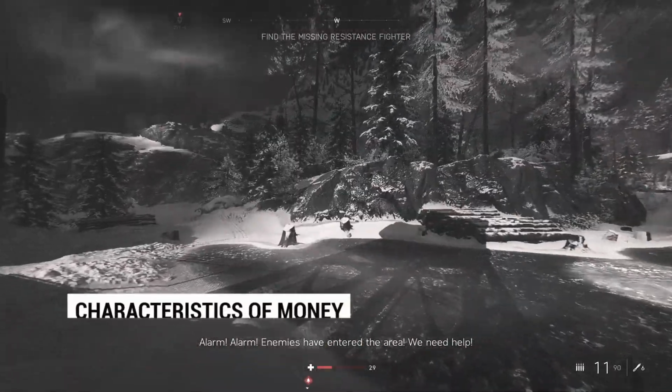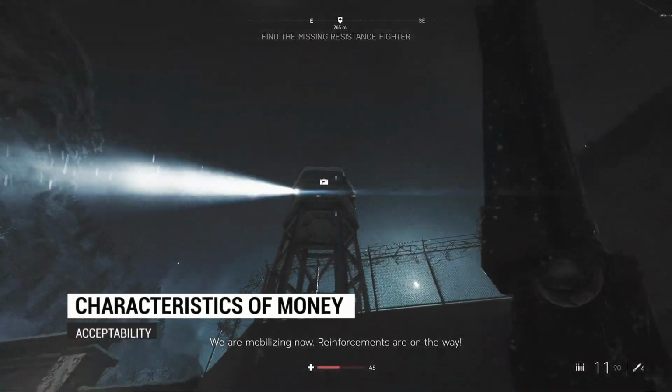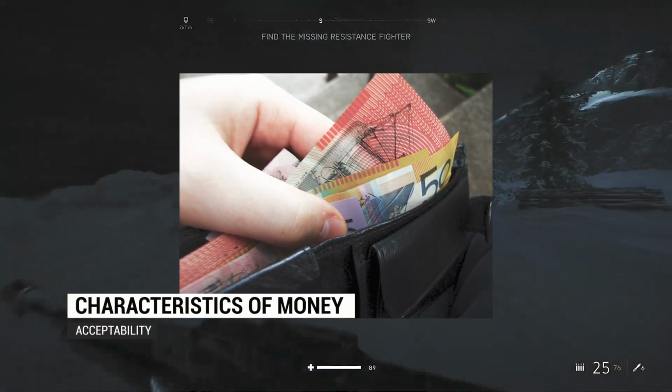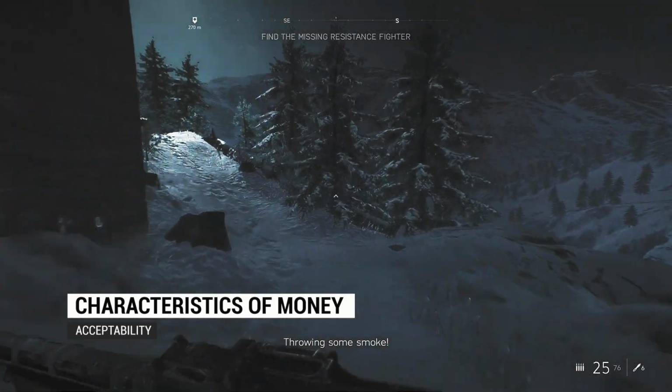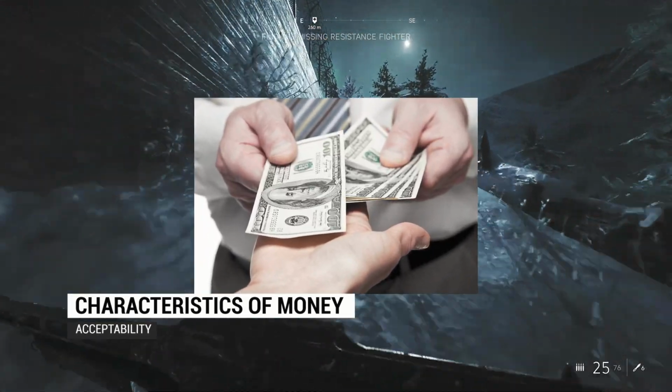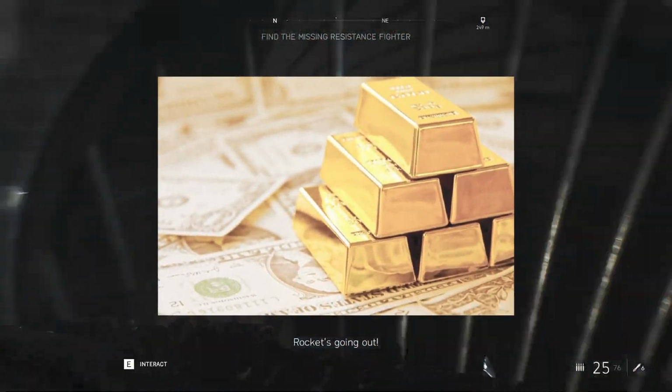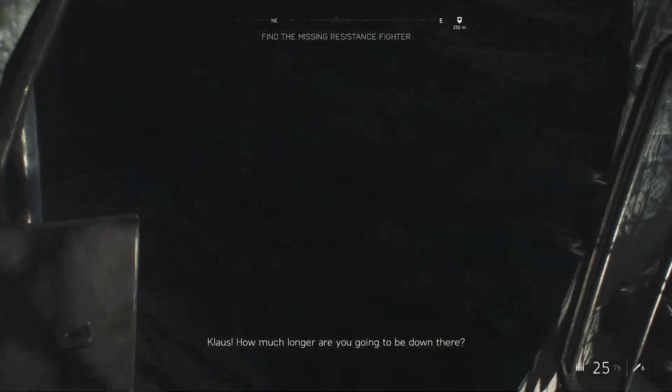Acceptability. Money is widely recognized and accepted as a medium of payment for goods and services. Other forms of money might also be accepted, such as tourists using US dollars. Gold is universally accepted as a form of money.